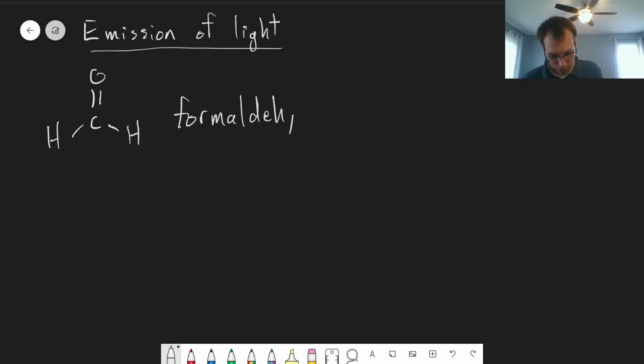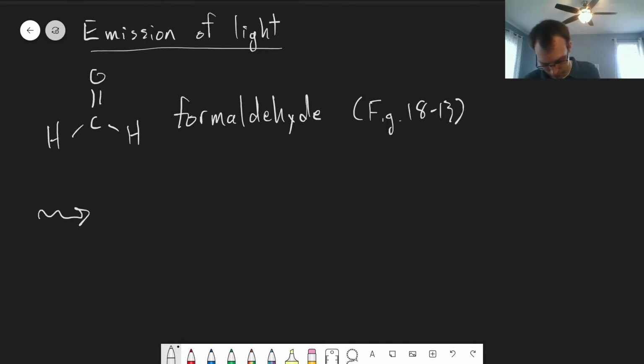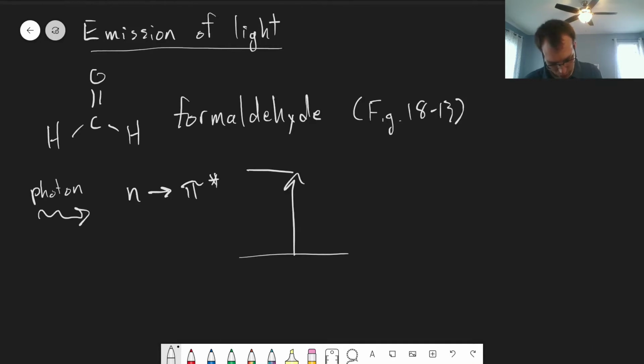We're going to be looking at what happens when we excite one of its electrons. If you look at figure 18-13 in your textbook, you can look at the specific molecular orbitals that are present. So this is where the electrons can be in the molecule. And what happens is that we're going to have a photon that comes in and excites an electron from one of the lower energy orbitals to a higher energy orbital. We call this an N to a pi star transition. But basically, the idea is that we have absorption of light happening here.